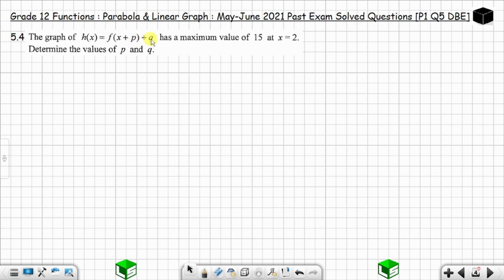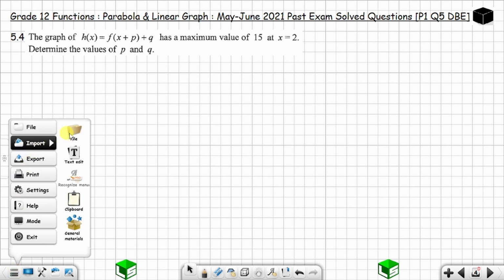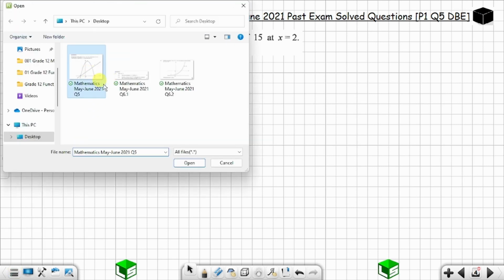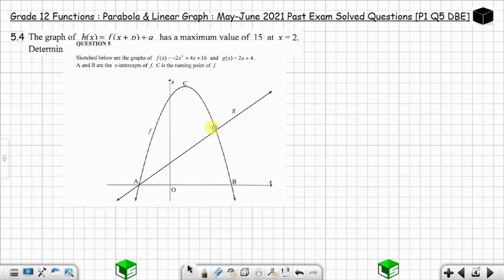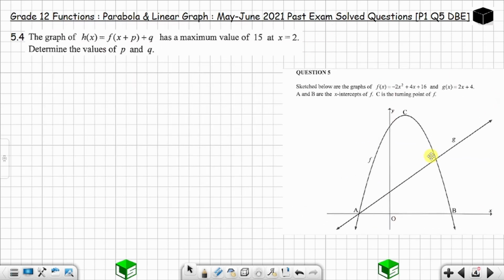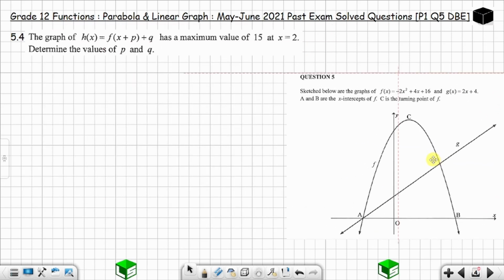Okay, let's get the question, or rather the graph from the question, so that you can see what we are doing. Let me get it and put it here. You need to determine your p and q, and this question is 3 marks.